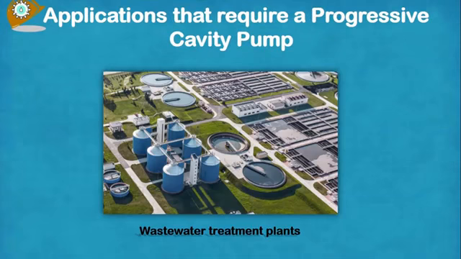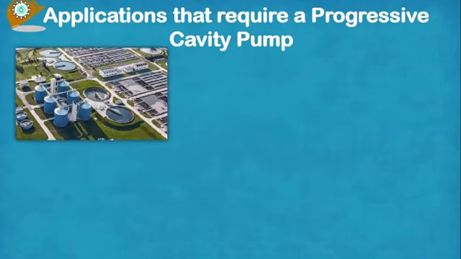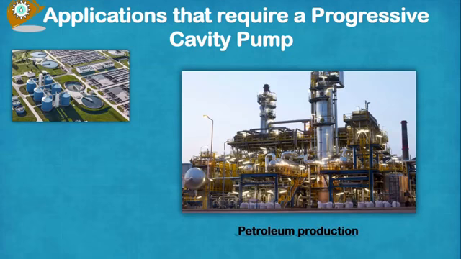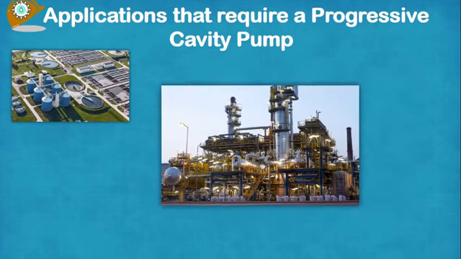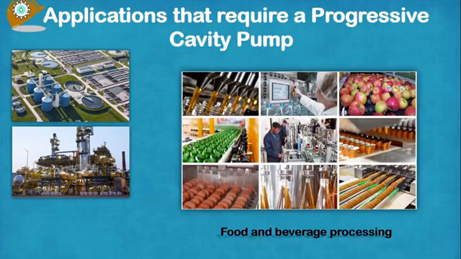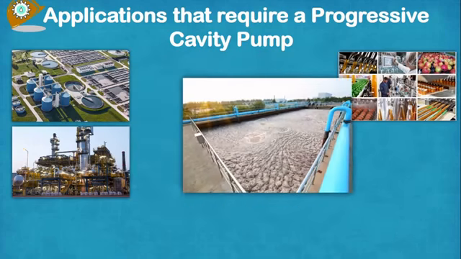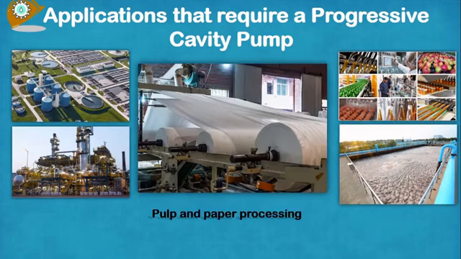Progressive cavity pumps are mostly used in wastewater treatment plants. They handle thickened and treated sludge transfer and polymer dosing. In petroleum production, the pump is used in cutting transfer, drilling, mud transfer and recovery, separator feed, and crude oil transfer. In food and beverage applications, progressing cavity pumps can be designed to reduce the risk of contamination. The pump is also used in sewage, slurry, and sludge pumping. In the paper and pulp industry, the pump is used in pulp transfer, recycled paper transfer, and filler transfer.